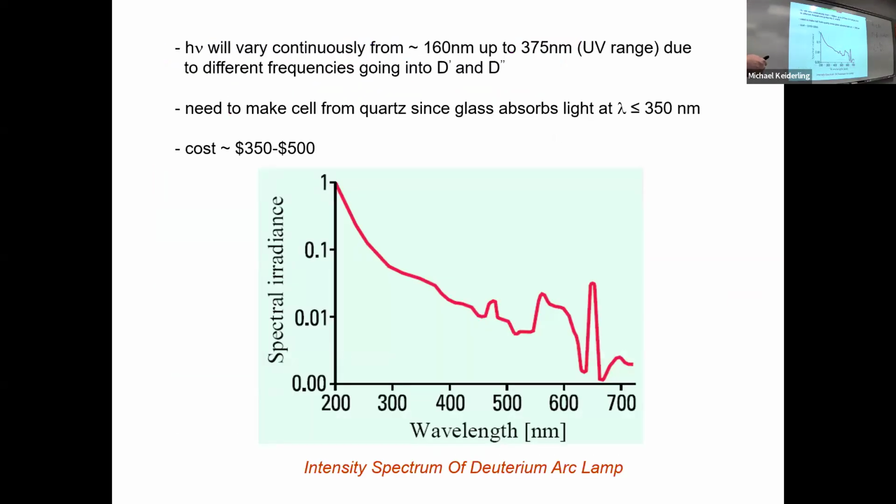The energy varies continuously from about 160 nanometers up to 375 nanometers in the UV range. These are different frequencies going into D prime and D double prime. Your cell needs to be made from quartz because glass will absorb light at wavelengths less than 350 nanometers. And they're expensive. They cost like $350 to $500 for the light bulb. So here's an intensity spectrum for the deuterium lamp. You can see it drops off a lot and it gets funky down at the visible.